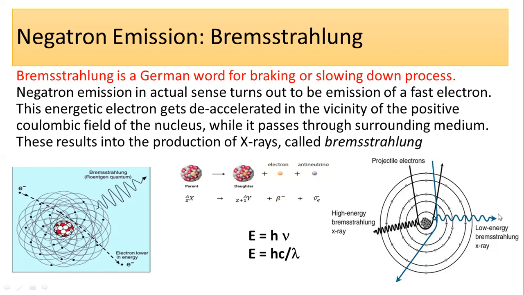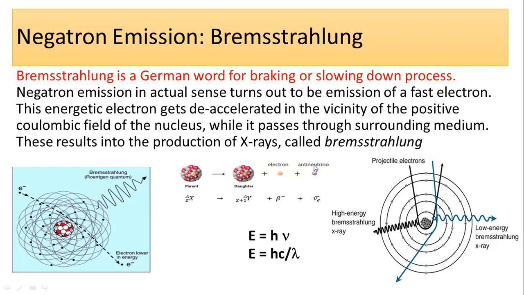So if the wavelength is large, then the energy will be low. That's why, according to Planck's phenomena, if it has a large wavelength, then the energy will be low. And if it has a low wavelength, it must be a high energy X-ray. So whether it is high energy or low energy depends on how much the deceleration towards the nucleus is, and this depends on how much positive charge the nuclide has.